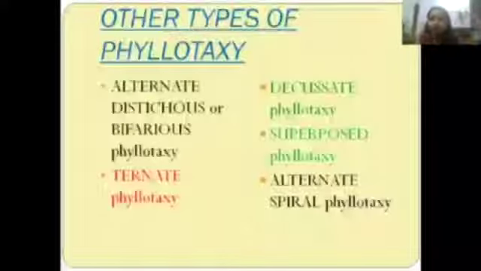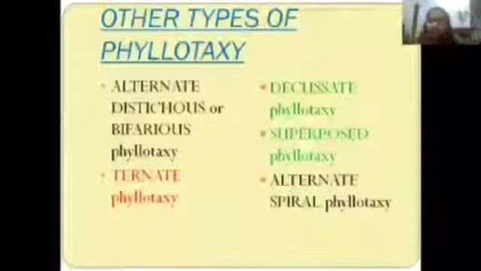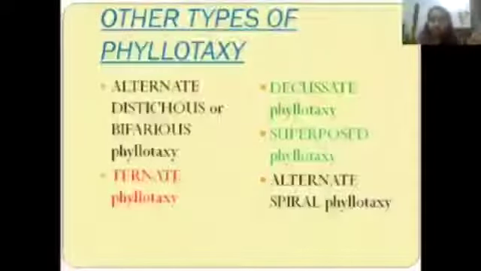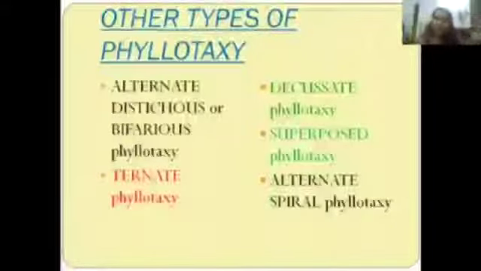Coming to decussate and superposed phyllotaxy, these both fall under opposite phyllotaxy. In decussate phyllotaxy, the leaves are arranged perpendicular to each other in opposite directions. In normal superposed phyllotaxy, when you superpose these leaves over the midrib or the stem, they'll superpose each other. But in decussate, they're perpendicular to each other. So they can't be literally superposed, but they're perpendicular, that is at 90 degrees angle with each other.